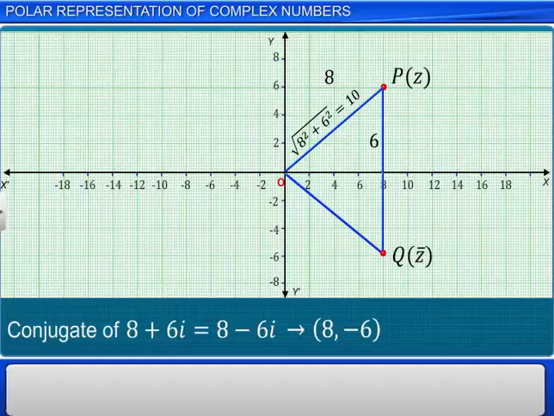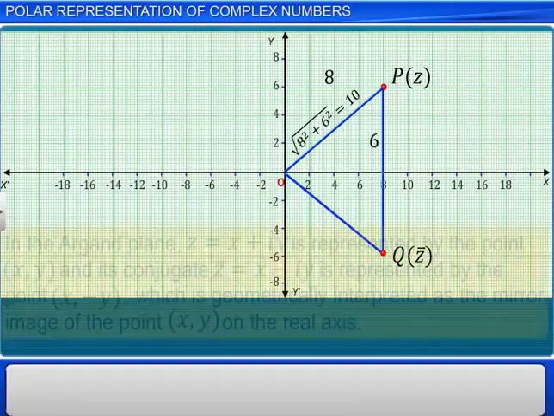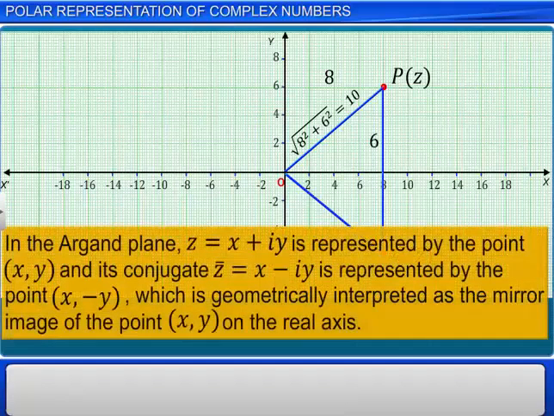In the Argand plane, complex number z equal to x plus iy is represented by the point (x, y), and its conjugate z bar equal to x minus iy is represented by the point (x, minus y), which is geometrically interpreted as the mirror image of the point (x, y) on the real axis.